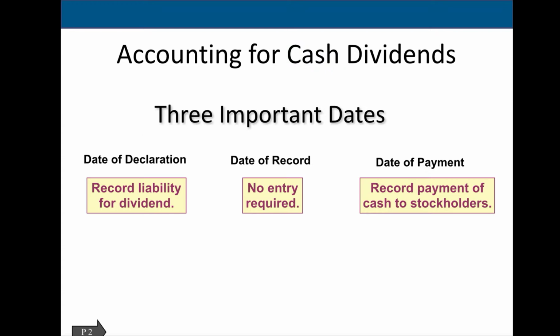Okay? The date of record just means when you make this declaration, you will say, we're going to pay dividends to everyone who owns stock as of X date. Okay? So if you are a stock owner as of April 1st, then we will pay you a dividend. Okay, so that's the date of record. No entry required there. That's just for your own benefit of knowing whether you're going to get paid or not.